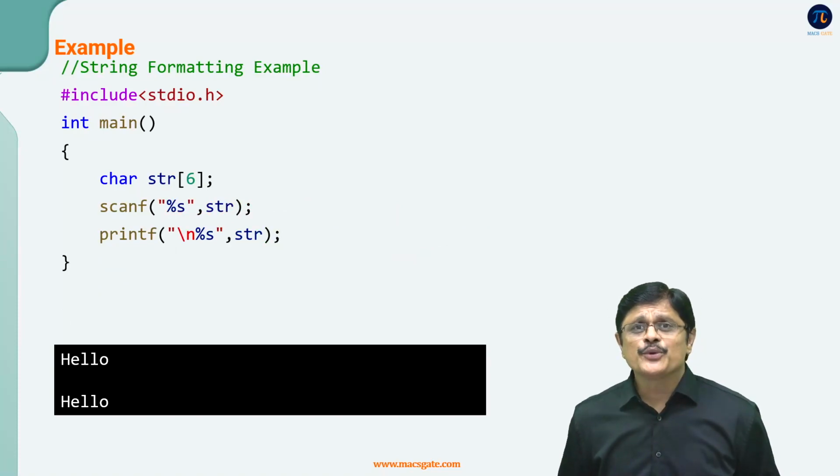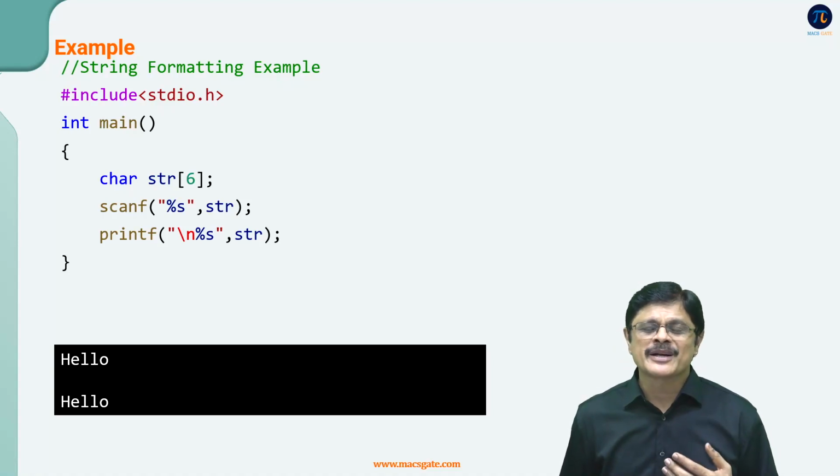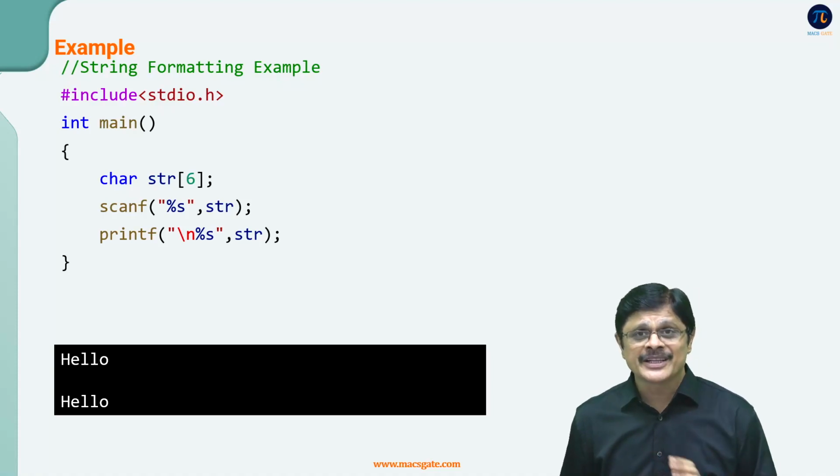See, the best way to input and output strings is using the %s conversion specification, my dear friend. That is, together with scanf, you can use the %s specification, and together with printf, you can use the %s specification for outputting the string, my dear friend. This is the simple example, my dear friend.